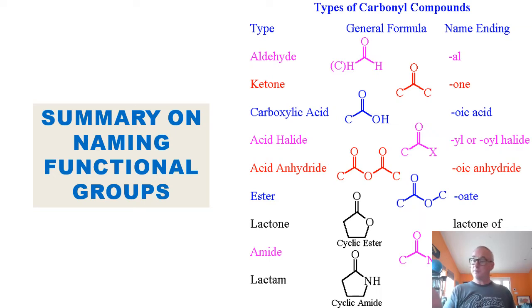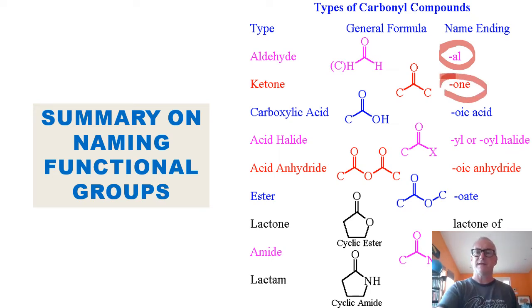Now, aldehydes, we remember we dealt with aldehydes, ketones, and carboxylic acids in the last chapter. So we end it with al to let us know that it's an aldehyde. If it's a ketone, we end it with one to let us know it has a carbonyl group in the middle. And with the carboxylic acid, it becomes oic acid. The halide, we end with yl or oyl and then the name of the halide.